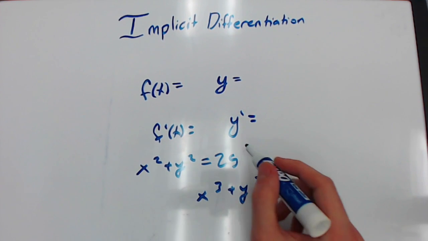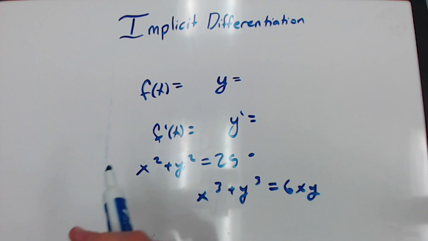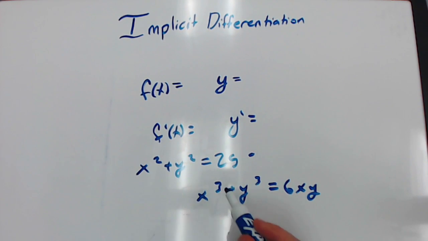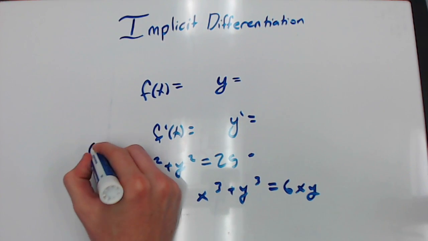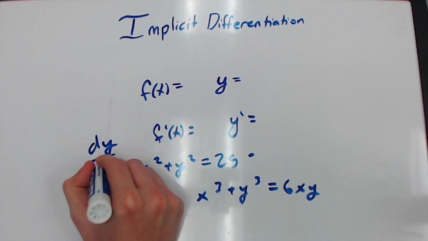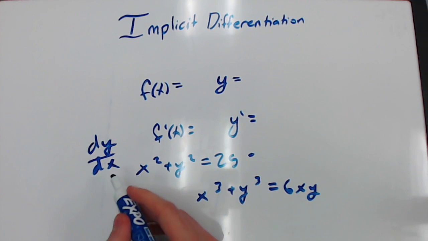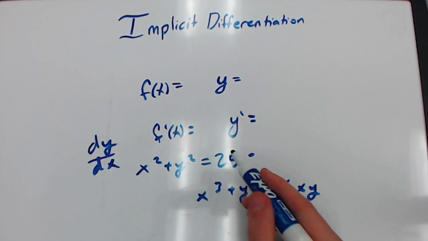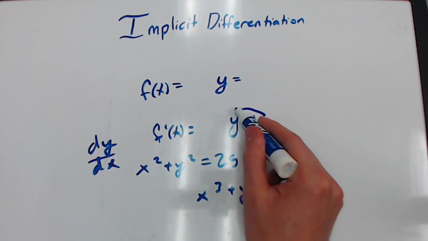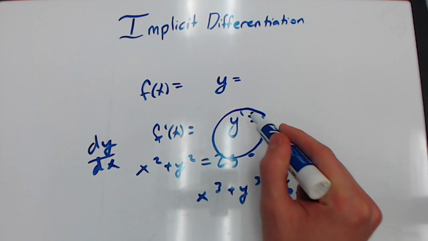Now some functions, like the first in particular, are decently simple to solve for and isolate y. However, in the case of functions like the second, it's a pretty complicated process. That's why implicit differentiation exists. So you may see the derivative of y defined as dy/dx. For the sake of this video and for simplicity's sake, I'm going to denote the derivative of y in terms of x as y prime.